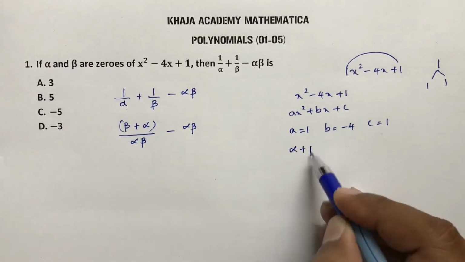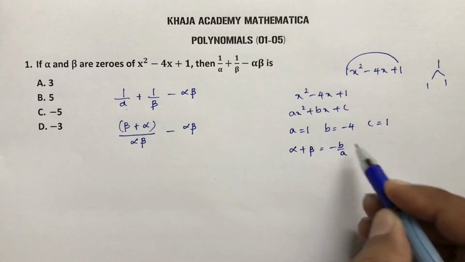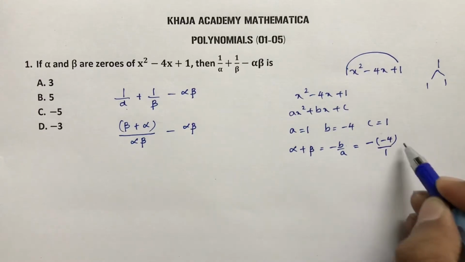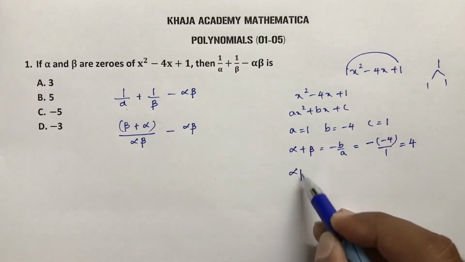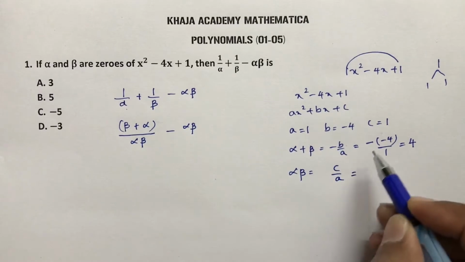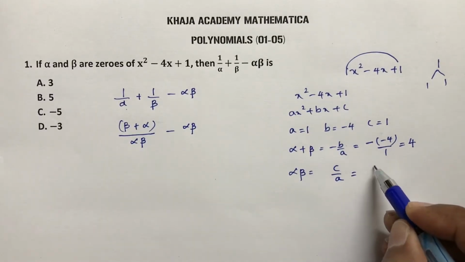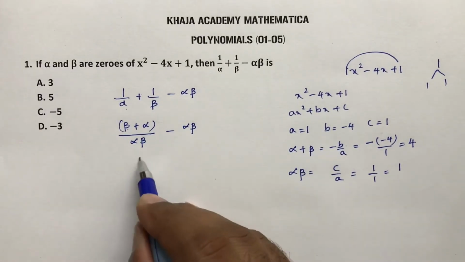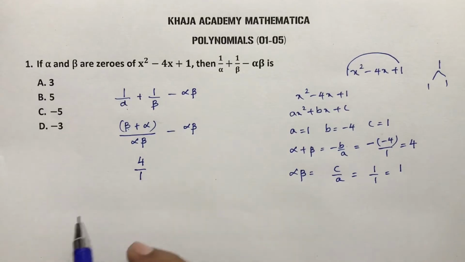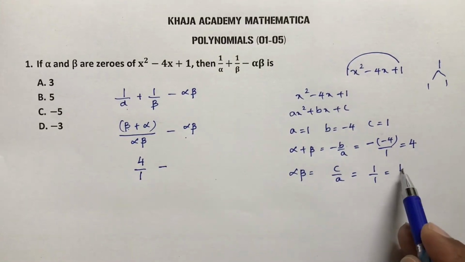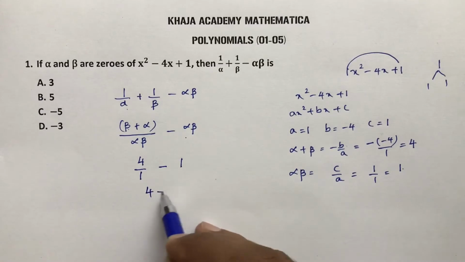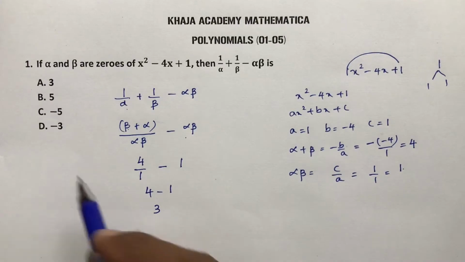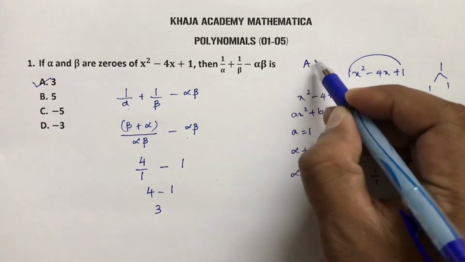Then alpha plus beta is minus b by a. So minus of minus 4 by 1, which is 4. Then alpha into beta is c by a. So c is 1 by 1, which is 1. So now substitute the values. Alpha plus beta is 4 minus alpha into beta is again 1. So 4 minus 1 is 3. So the correct option is A.